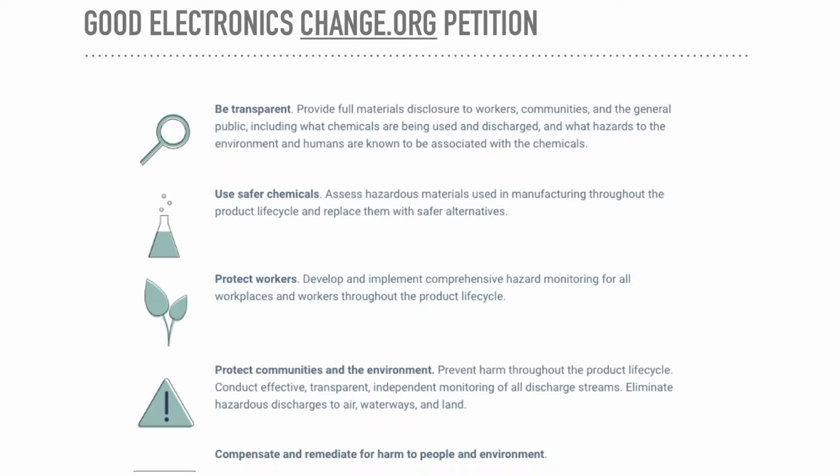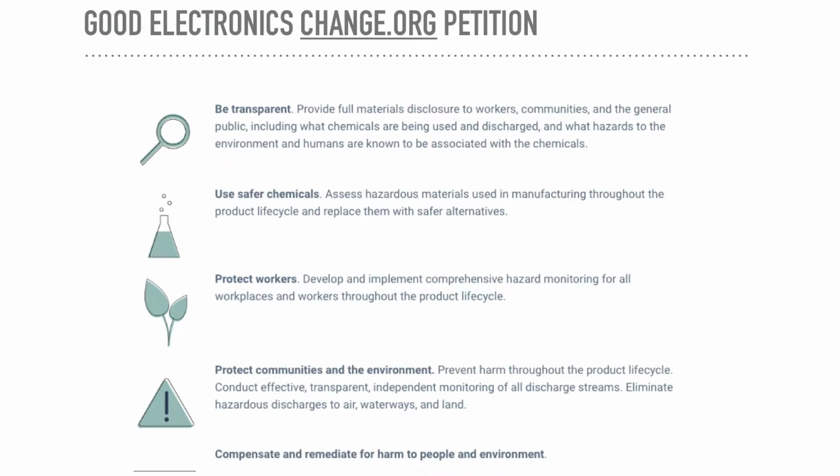So they're encouraging corporations to be transparent, so that workers and communities and consumers know what goes into the production of consumer electronics, what chemicals are being used in the manufacture, and what hazards might be caused by their production or their dismantling. Use safer chemicals, so take those worst chemicals out of the supply chain completely and out of the manufacturing process completely, and replace them with alternatives that are safer.